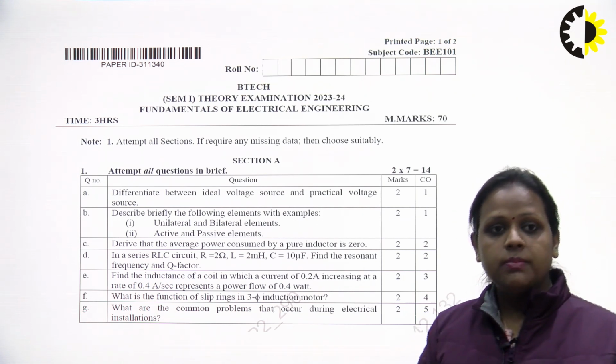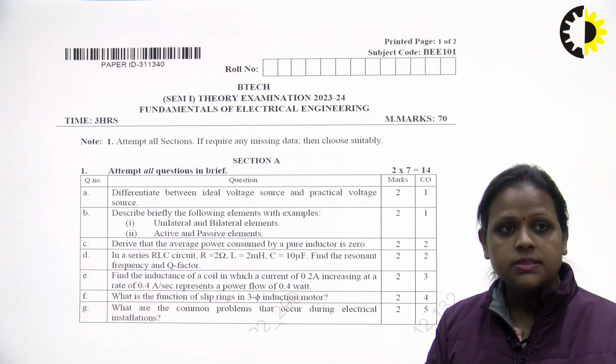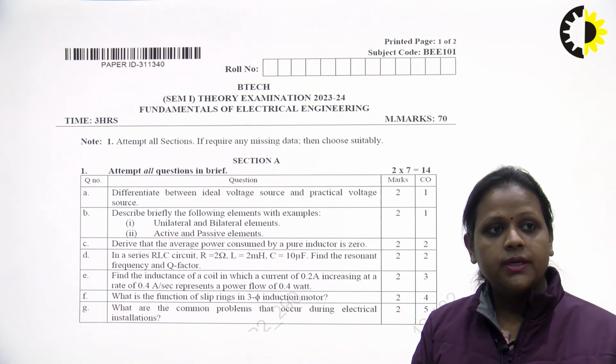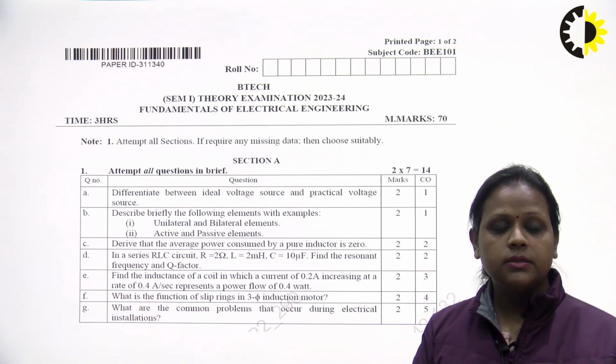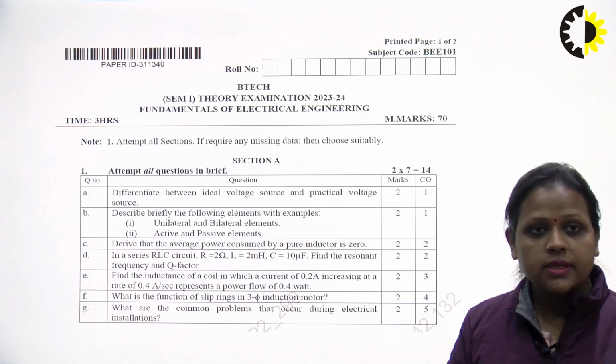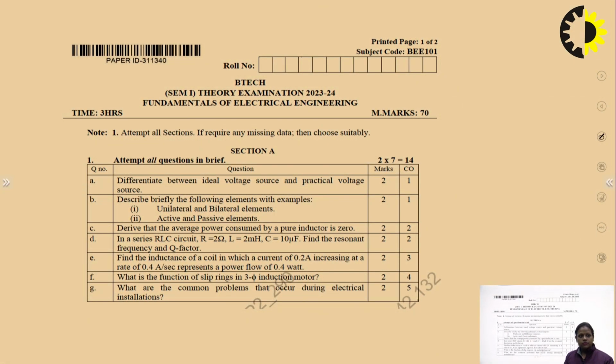The total marks is 70. This is Section A. In Section A, you have to attempt all the questions, and there are a total of 7 questions in this section, and each question carries 2 marks. The first question which came is: differentiate between ideal voltage source and practical voltage source. The question can also come as: differentiate between ideal current source and practical current source, right?